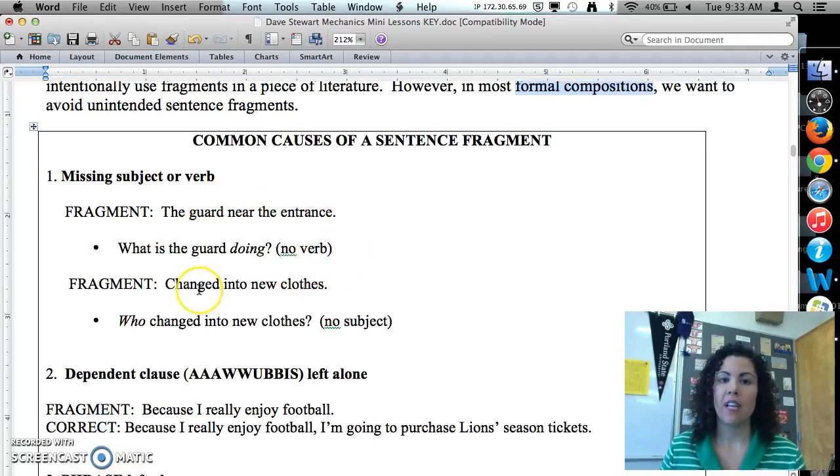Then we have here where we have a verb, but we have no subject. Changed into new clothes. Well, who changed into new clothes? Was it the guard? Was it you? We don't know. So we have to make sure that we have both a subject and a verb in our sentence in order for it to be complete.